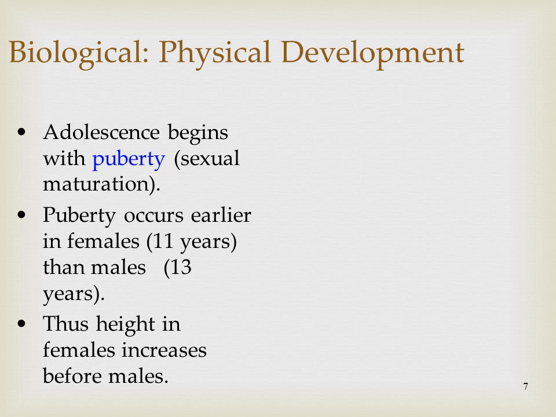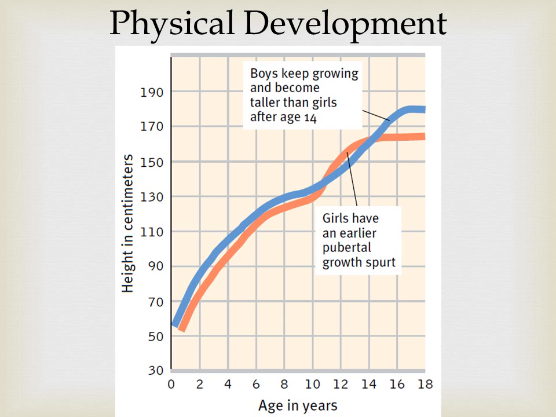Okay, so the biological development, we kind of just talked about it. Adolescence begins with puberty, the sexual maturation. Puberty occurs earlier in females than in males, 11 for females, 13 for males. Thus, height in females increases before males. This is another factor impacting your development.